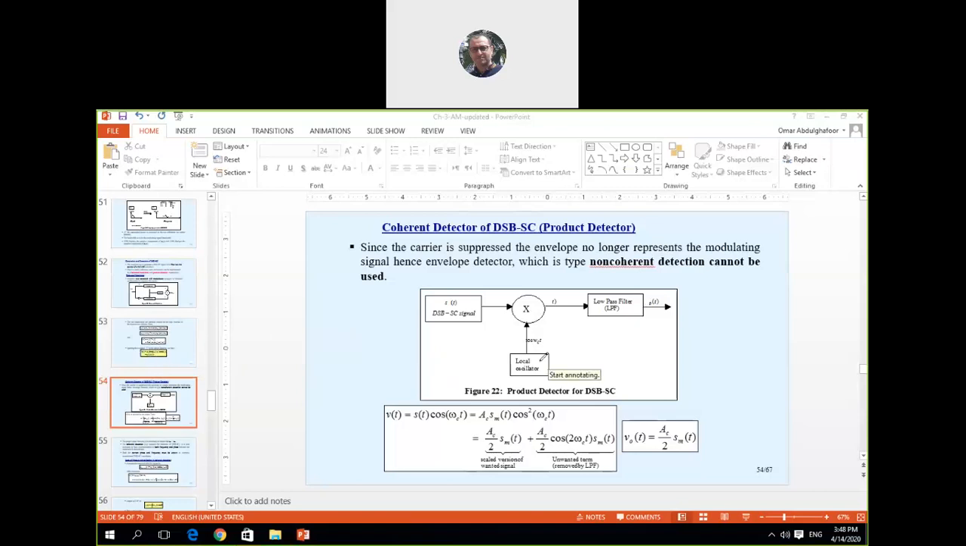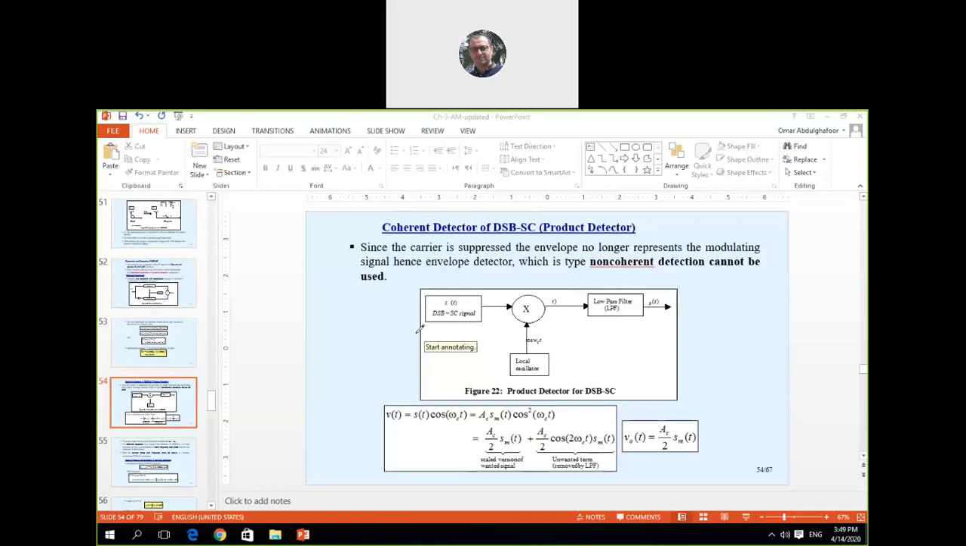Here we have a local oscillator. The main function of this local oscillator is to generate the carrier frequency, and this carrier should be synchronized with the transmitter in both phase and frequency. That means the same phase and the same frequency as the transmitter. Definitely this will be a little bit difficult, so that's why we call it coherent detection. When we say coherent detection, that means synchronized detection.